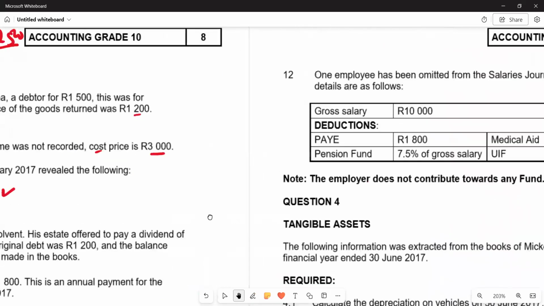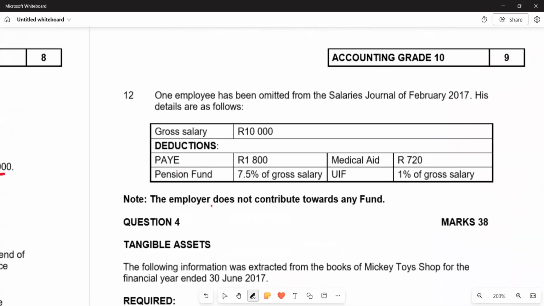We come to additional information number 12. It's talking about one employee who has been omitted from the salaries journals of February 2017. The details are as follows. We've got gross salary, we've got deductions, but basically the figure that is supposed to go to the income statement under less expenses is the gross salary, which is this one. So we are just going to check 10,000. Since they are saying this was omitted, we need to add it to the figure of salaries that we are given.